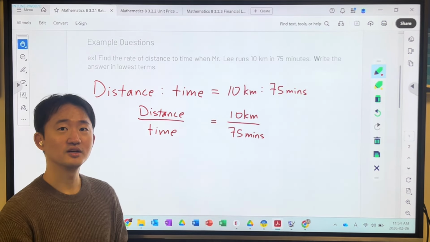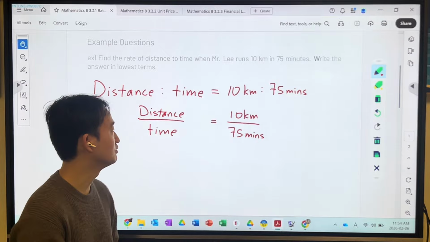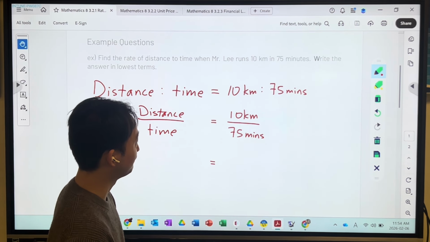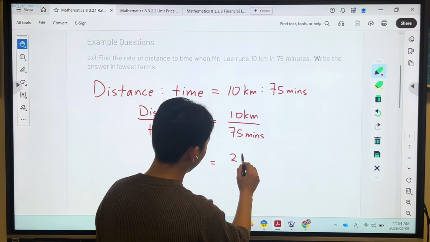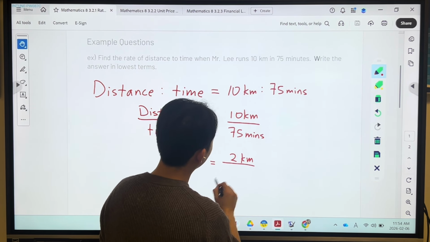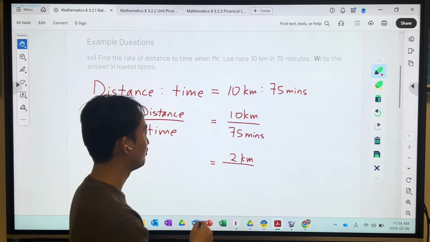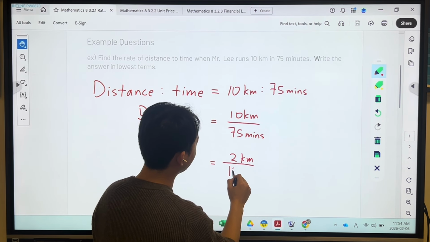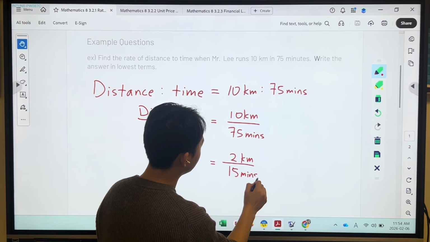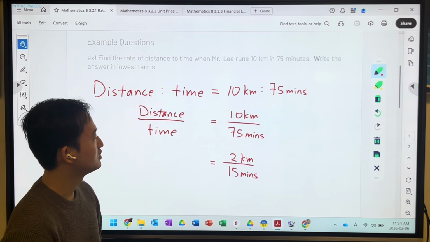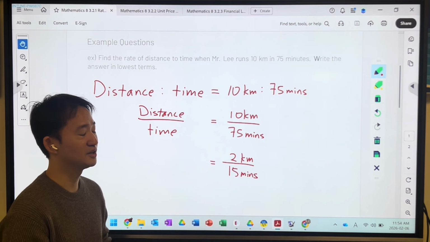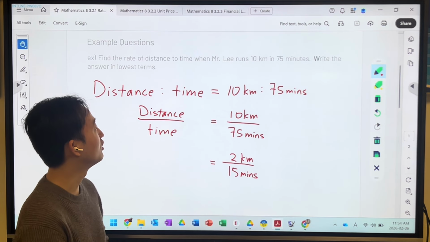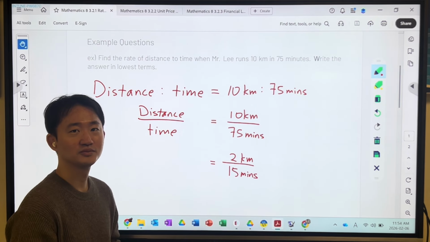Do you think we can simplify this fraction? Perhaps instead of saying 10 kilometers in 75 minutes, we can say 2 kilometers, dividing by 5, 75 divided by 5 would be 15 minutes. So apparently Mr. E runs 2 kilometers in 15 minutes. I think at this point, this is the lowest term. So that is our rate.